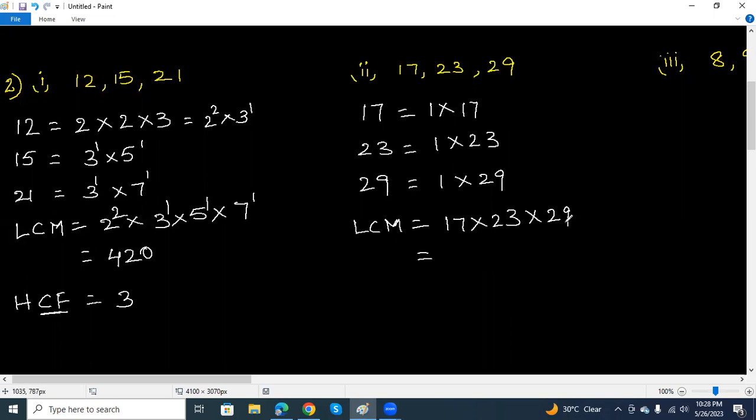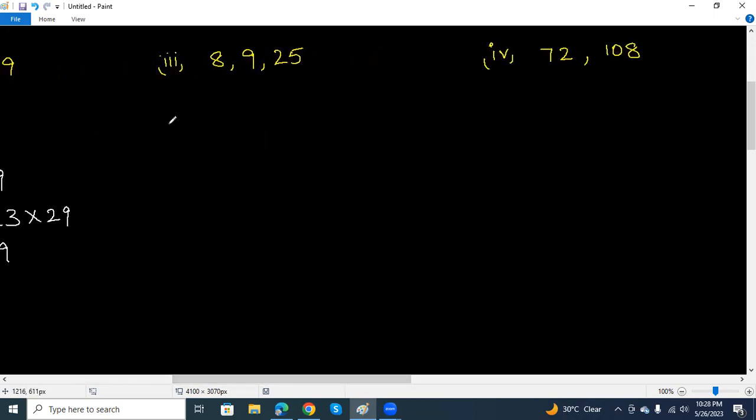So, we need to multiply this: 17, 23 and 23, 29. This gives you 11,339. HCF. Common factor. What are the common here? 1 only common factor. And greatest power. Here 1 only. Greatest power also. 1 power 1 is nothing but 1. So HCF is 1.